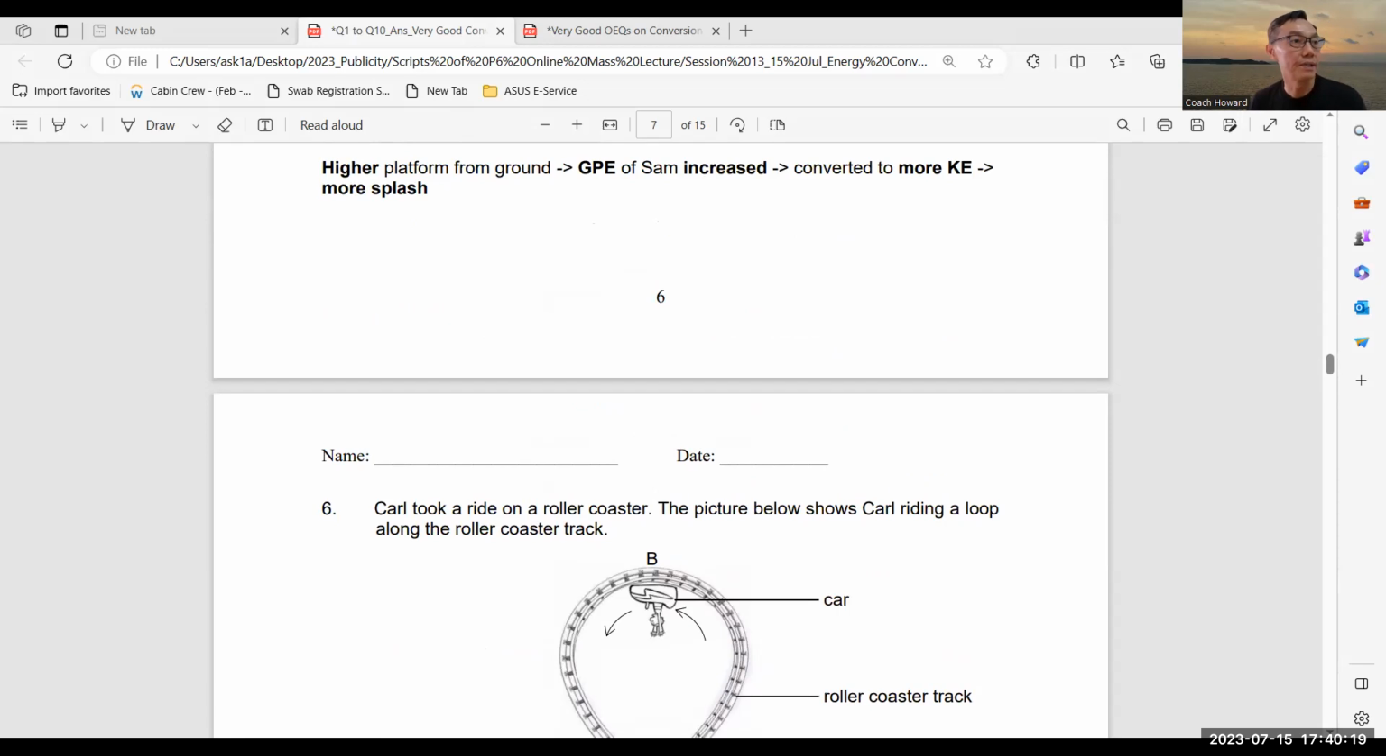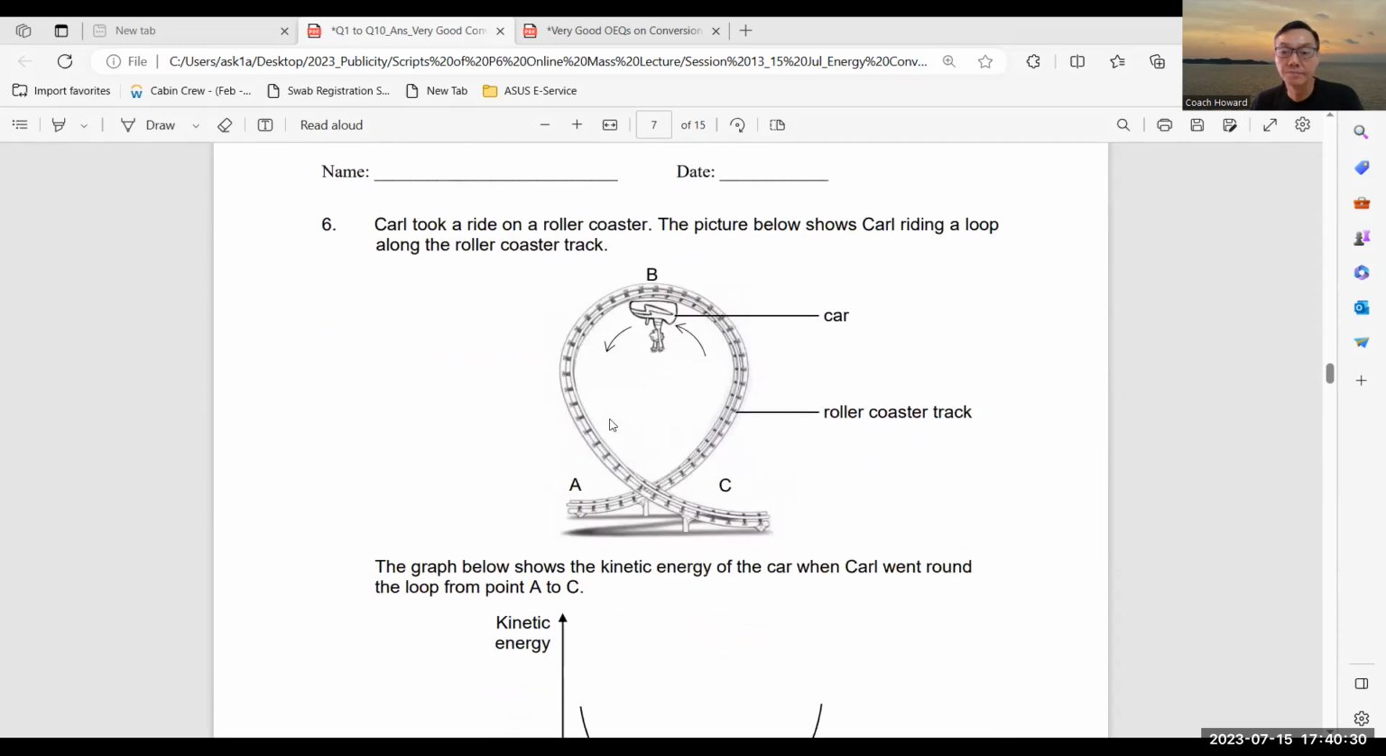We are at where now? Let me exit this one first. Okay, exited already. Okay, come back to this question. Roller coaster question.